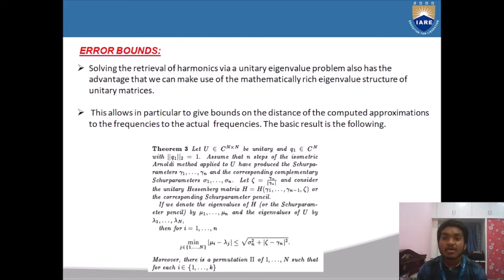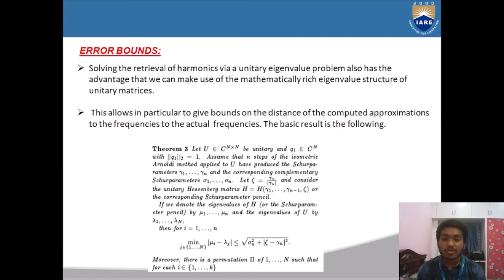Error bounds. Solving the retrieval of harmonics via the unitary eigenvalue problem has also the advantage that we make use of the mathematically rich eigenvalue structure of unitary matrices. This allows in particular to give bounds on the distance of the computed approximations to the frequencies from the actual frequencies. The basic result is the following. Theorem 3: let U belong to C n by n be a unitary matrix.